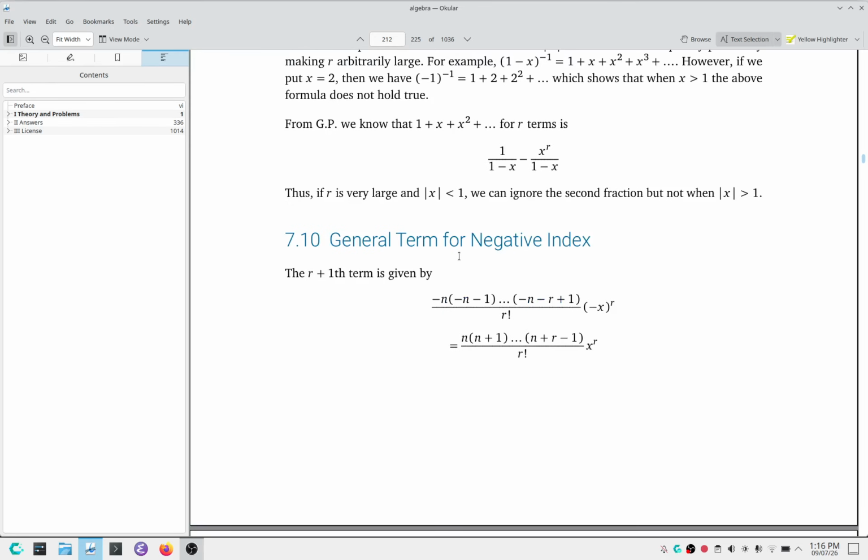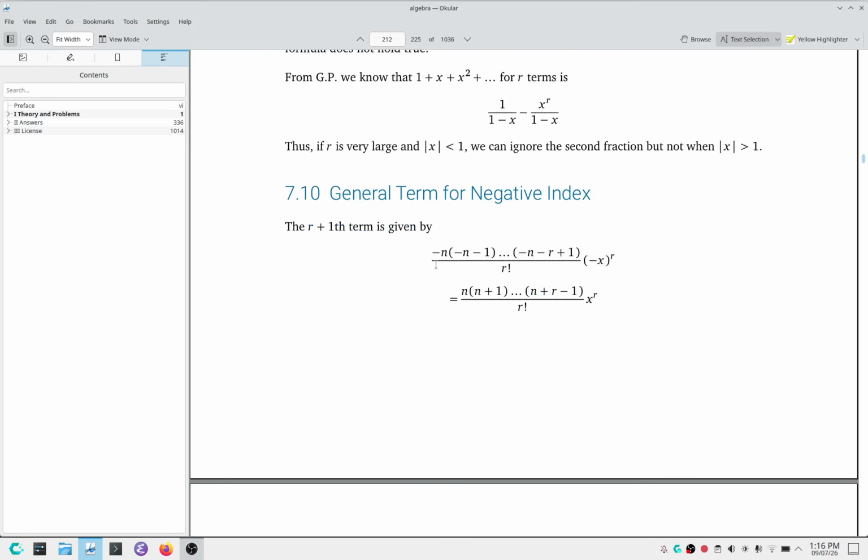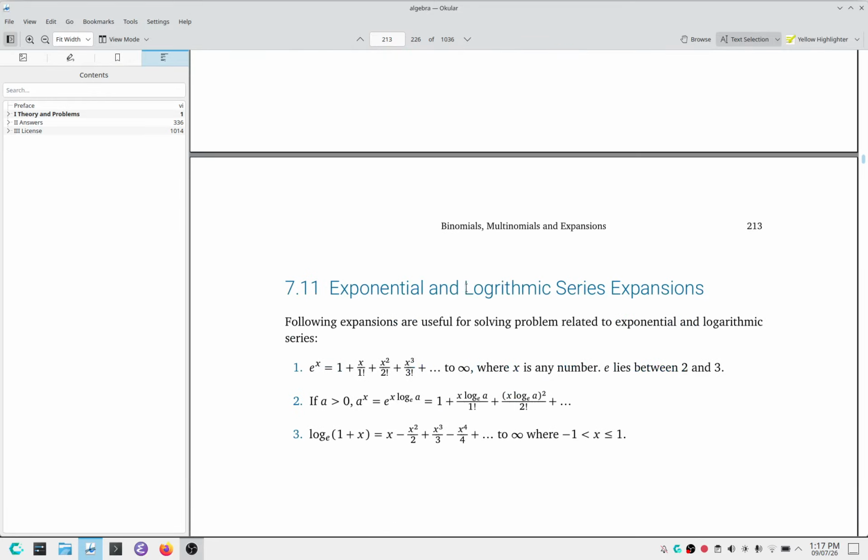Now we have general term for negative index. The r plus 1 th term is given by minus n times minus n minus 1 and minus n minus 2 up to minus n minus r plus 1 over r factorial times minus x to the power r, which is equal to n times n plus 1 times and so on up to n plus r minus 1 over r factorial times x raised to the power r.